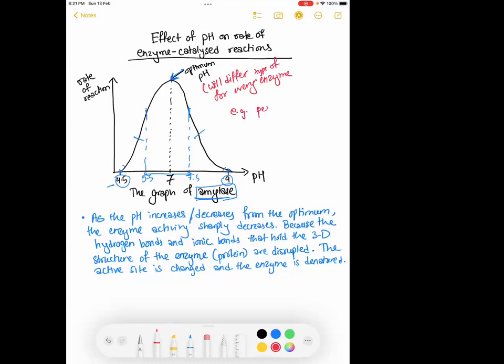Like pepsin, it works best under acidic conditions inside our stomach. And there's another, I cannot recall their names, but the intestinal enzymes work best under alkaline conditions. Okay, that's it.